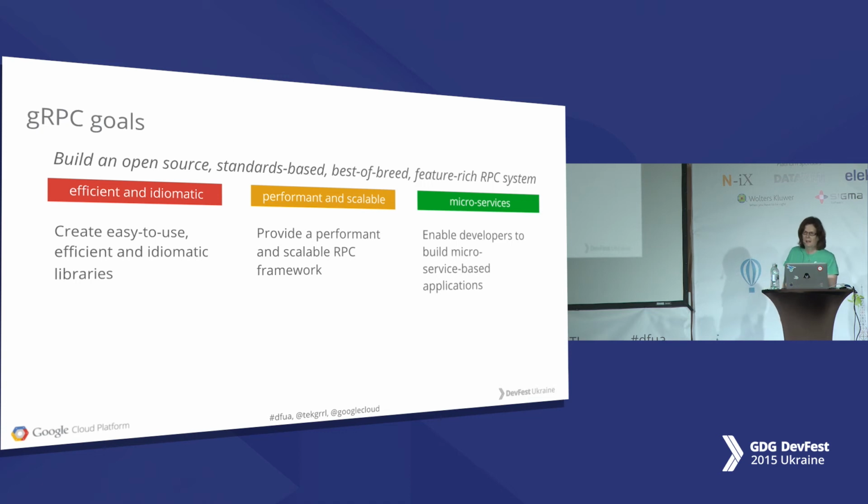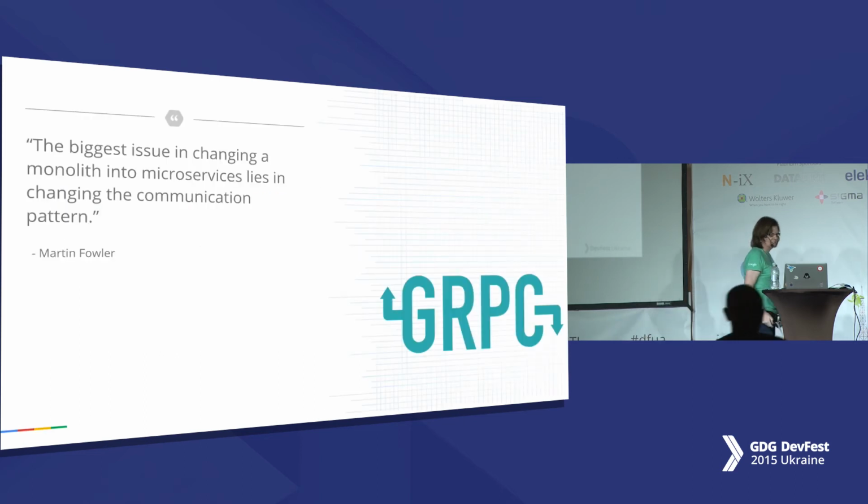gRPC is ultimately a service that's built on top of HTTP 2 and on top of protocol buffers to effectively give us an open source, standards-based, best-of-breed, and feature-rich RPC system that's much easier to use than the previous things we've had. It's efficient, idiomatic, and this is one line I wrote to summarize what gRPC offers. Performant and scalable, and it's basically there for building microservices, and it can be used for building microservices on Kubernetes.